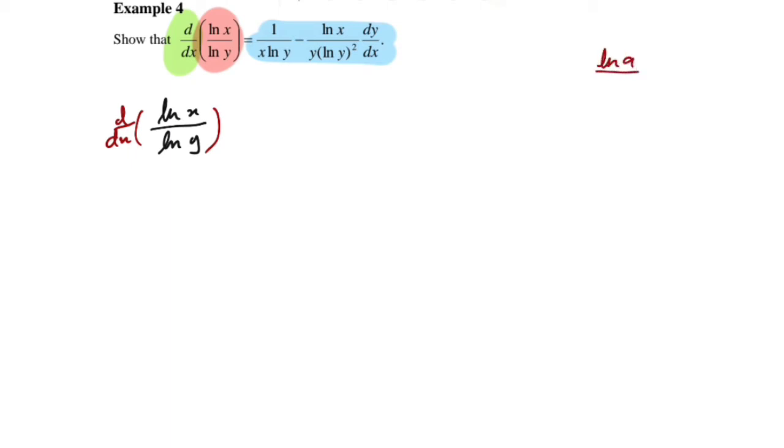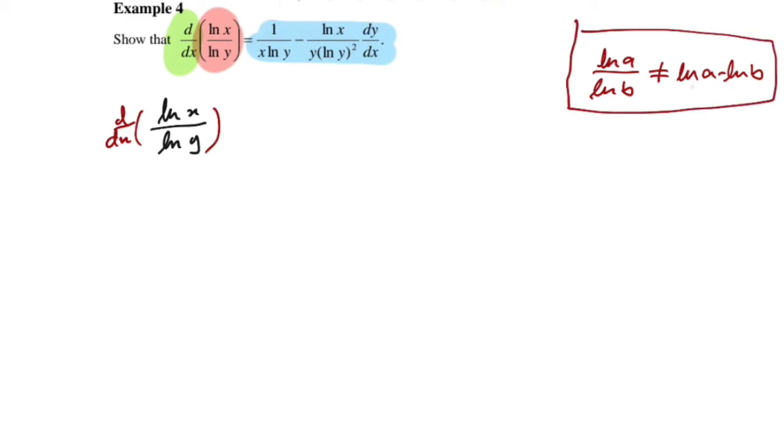Now, for example 4, we want to show that if we differentiate with respect to x of the function ln x over ln y, then what you get is the terms on the right side. Start by writing down your left term. Do take note that this is ln a over ln b. You cannot use the law of logarithm, which changes that division to a minus sign, because now we have two natural logarithms divided with each other.